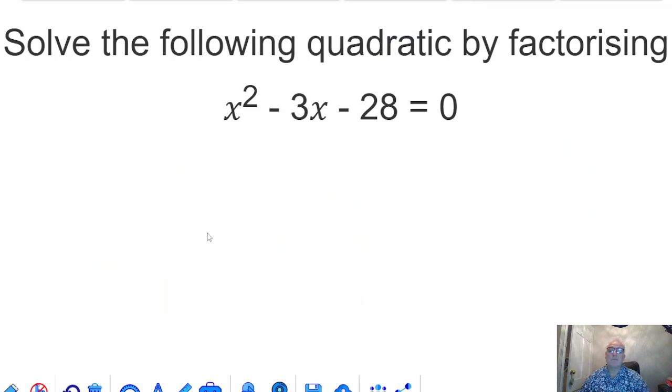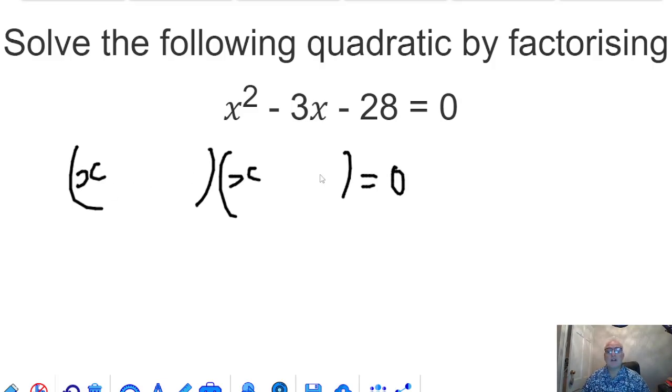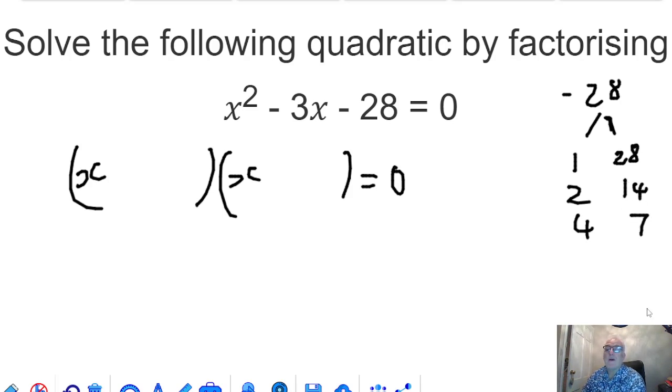Looking at this second one, you can see the only difference is that we've got a negative in the last term. That means that one of the signs is going to be negative. So let's do our set of brackets again. The coefficient of x squared is 1, so I can put my x terms at the front of the brackets. I'm looking for the factors of negative 28. Let's ignore the sign for a minute and just look at positive 28. So I would have 1 and 28, 2 and 14, 4 and 7. And then hopefully you can see I need negative 3.